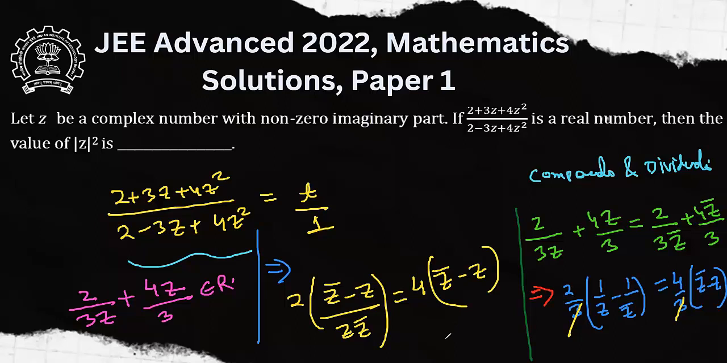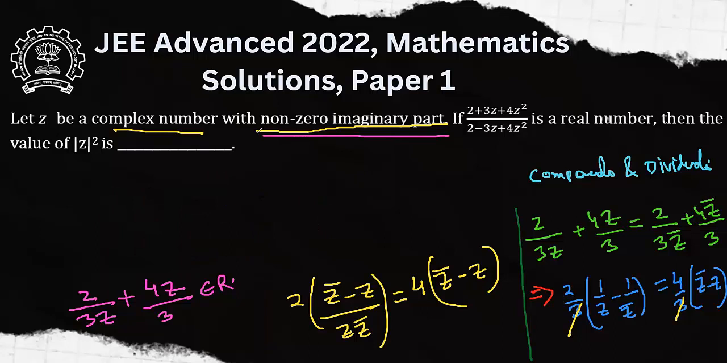Now you see here, the question says the complex number Z has non-zero imaginary part. That means Z is not the same as Z bar. That means Z is not equal to its conjugate. So I can cancel this with this Z bar minus Z here, because Z bar is not the same as Z, so Z bar minus Z is not 0. So I am left with 2 upon Z Z bar is equal to 4.